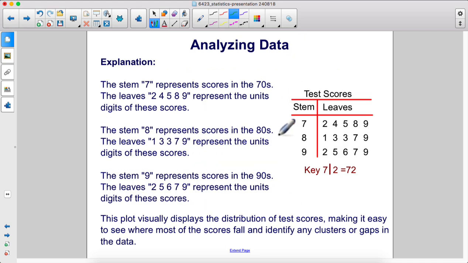Here's another explanation. The stem 7 represents scores in the 70s. The leaves 2, 4, 5, 8, 9 represent the units digit of these scores. The stem 8 represents scores in the 80s. The leaves 1, 3, 3, 7, and 9 represent the units digits of these scores. The stem 9 represents scores in the 90s. The leaves 2, 5, 6, 7, 9 represent the units digits of these scores. This plot visually displays the distribution of test scores, making it easy to see where most of the scores fall and identify any clusters or gaps in the data.